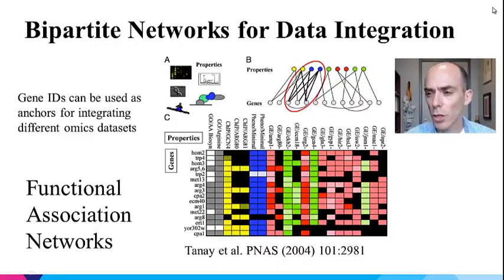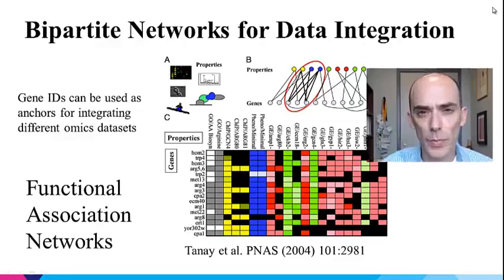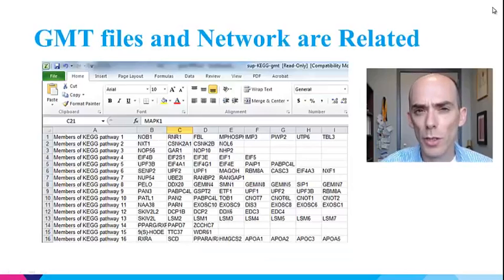So this is a refresher from the previous lecture. Here, Tanay et al. created a bipartite graph that links genes based on various functional properties. They used this approach to identify functional modules in the yeast regulatory network. So here I'm showing you for the first time a concept that will be repeated throughout the lectures.